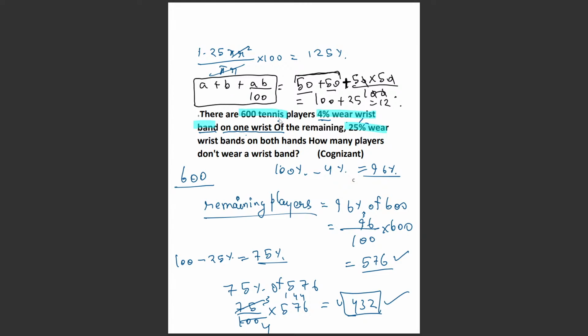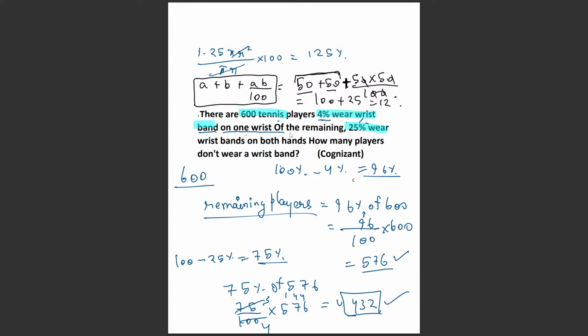The next question: 610 is placed over there, and 4% wore the wristband. So we subtracted 4% from 100%, which is 96%. These are the remaining people: 4% wear the wristband and the remaining are 96%. So the remaining players are 96% of the total players, that is 600. So finally we calculated 576.